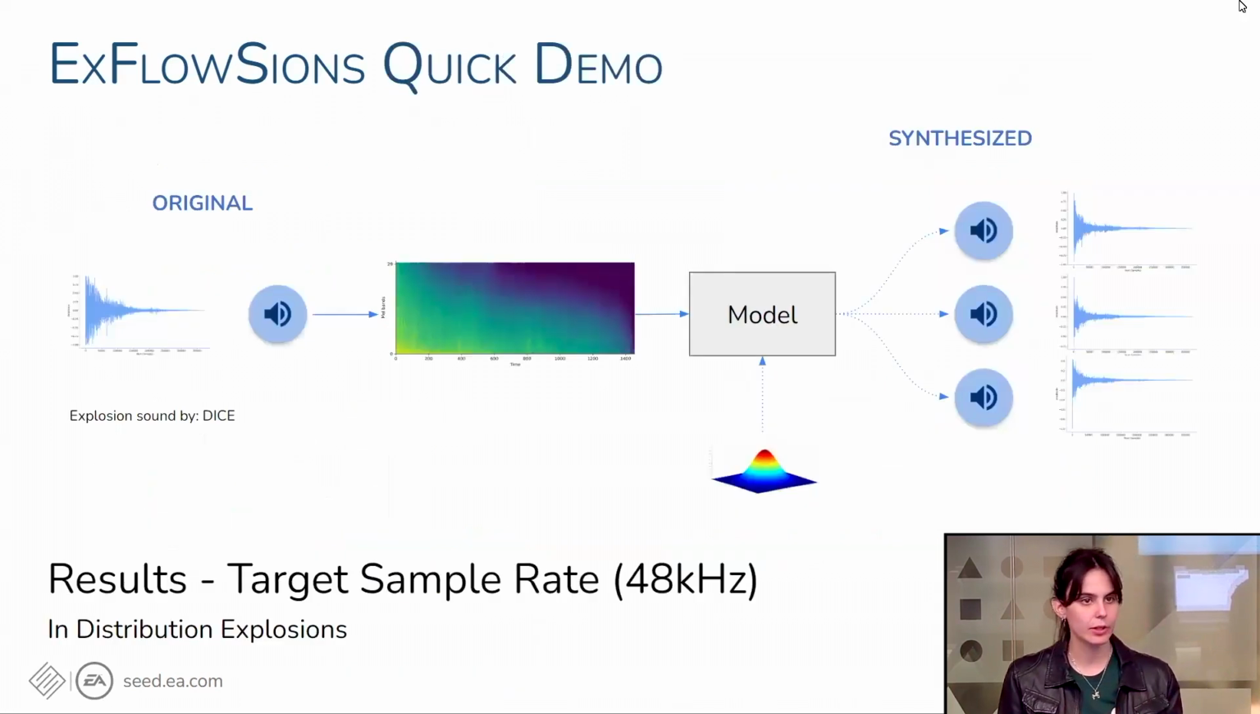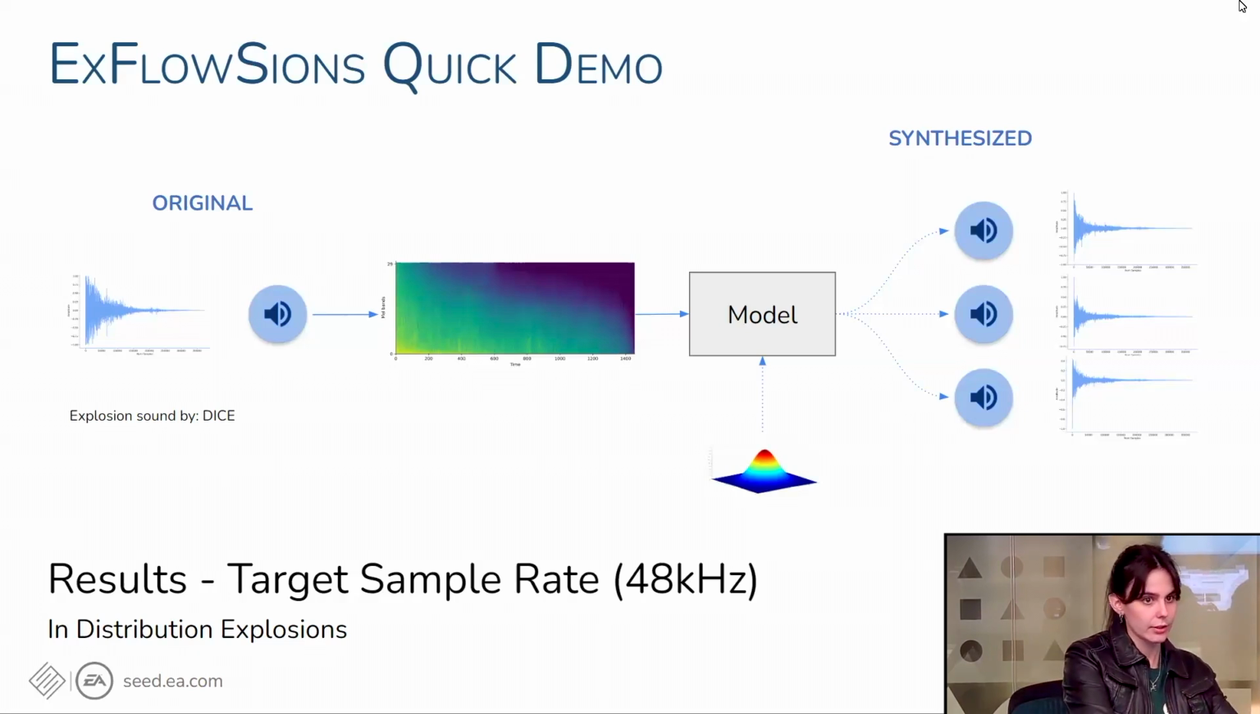And now I'm going to share some examples of how our model works. This is our model trained at 48 kilohertz, and we will use both in-distribution and out-of-distribution explosions so that you can see that the model generalizes. In this case, the in-distribution explosions are sounds recorded by DICE, but that were not in the training dataset. So let's hear an example.